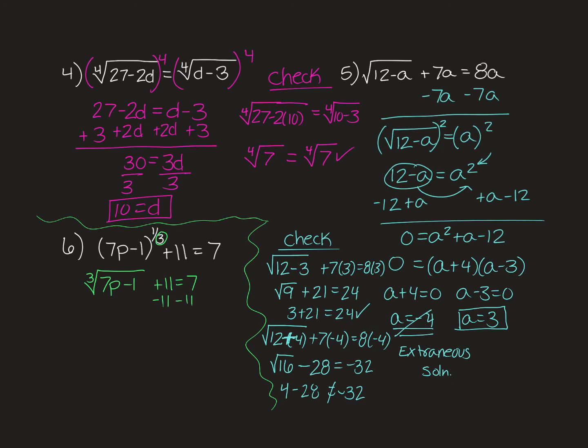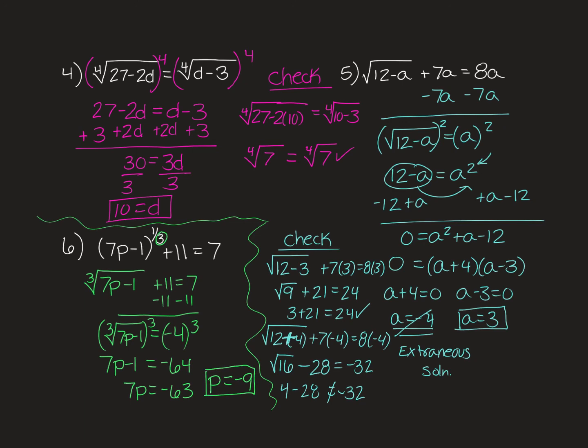So subtract 11, get the radical by itself. Cube root of 7p minus 1 equals 7 minus 11, which is negative 4. And then we are going to cube both sides. So 7p minus 1 equals negative 4 cubed, which is negative 64. Add 1 to both sides. It's going to equal negative 63, and then divide by 7. So p is going to equal negative 9. Whenever you check this, I don't have room to check it right now, but it does work out. That's how you solve radical equations.